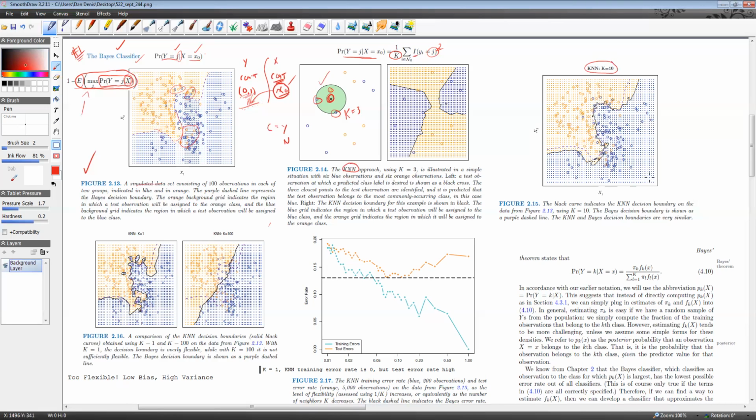particular case. The black curve indicates the KNN decision boundary on the data in figure 2.13 using k equals 10. And the Bayes decision boundary is shown as a purple dashed line. So in this case, they're actually very similar. I think if you check it out in the book, the error rates are very, very low. And the KNN is approximating the Bayes decision boundary pretty well here.